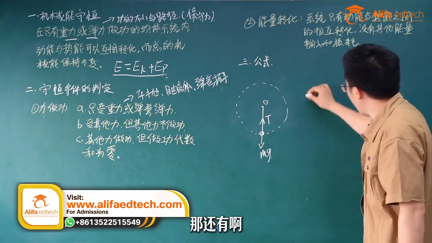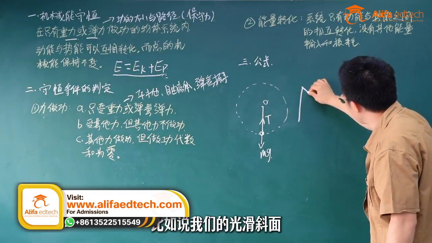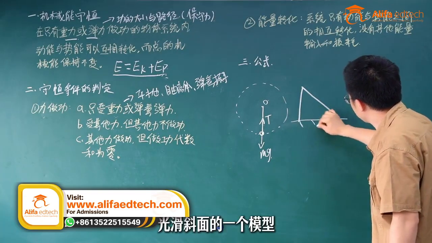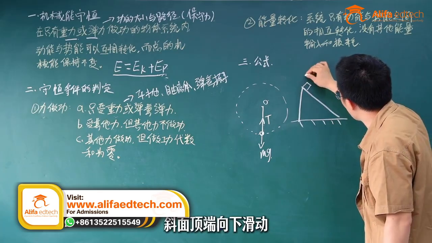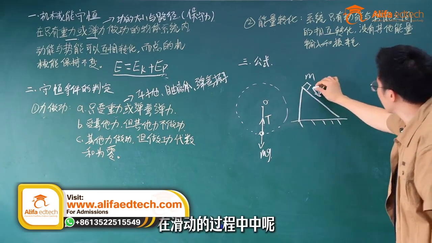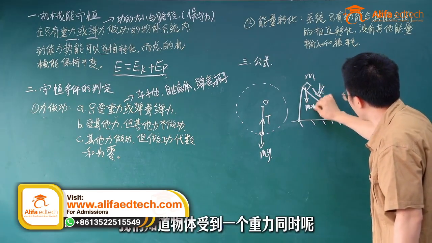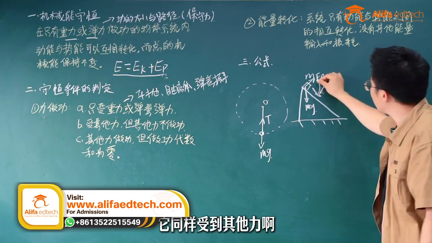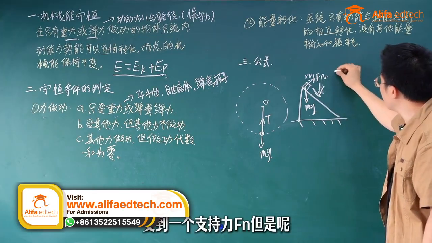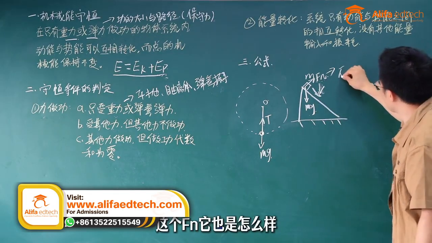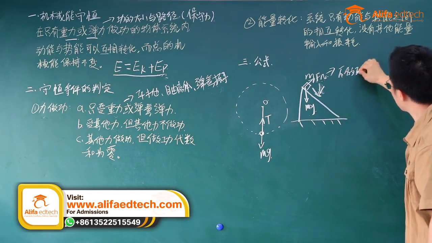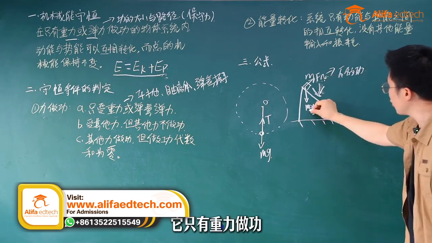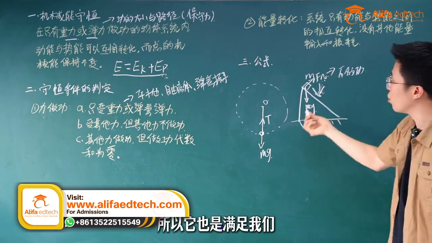Now, let's look at another example. For instance, consider a smooth inclined plane, a model where an object slides down from the top of a smooth surface. During the sliding process, we know the object is subject to gravity, and at the same time, the surface provides a normal force to support it. The normal force, Fn, right? It also experiences other forces, including this normal force Fn. However, this Fn also does no work, right? So, since Fn does no work and only gravity does work, it also satisfies the condition for the conservation of mechanical energy.